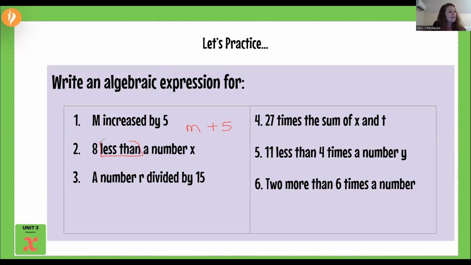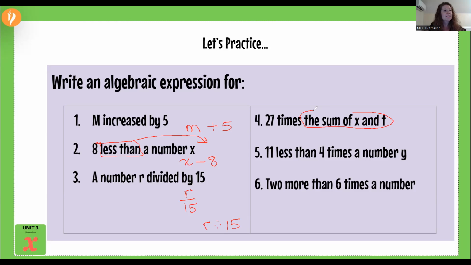8 less than. That's that tricky one, guys. It must come last. A number minus 8. If you wrote 8 minus x, that is not correct. You would miss that on a quiz or a test, okay, guys? A number r divided by 15, or you could write it this way, of course, but the r must come first. 27 times what?